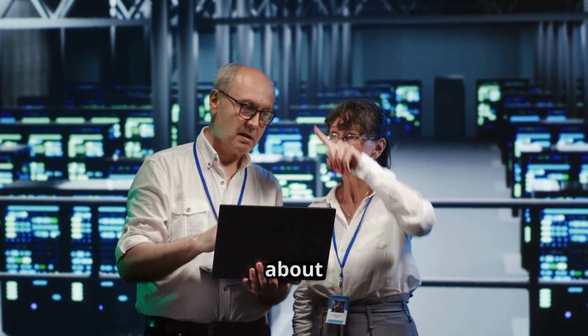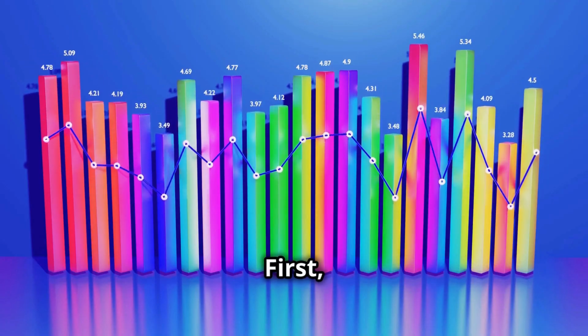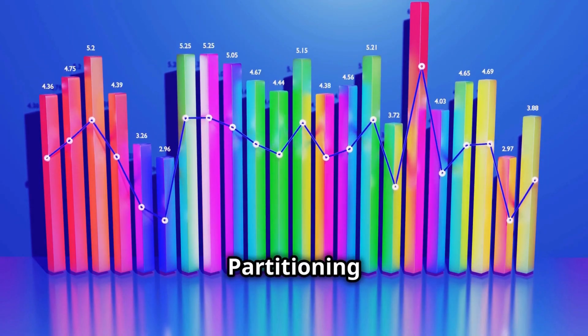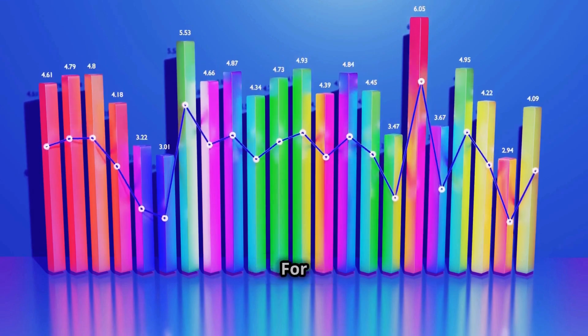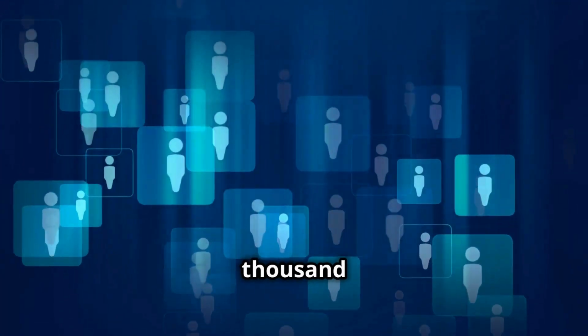Now, let's talk about how to shard. Here are 3 common strategies. First, horizontal partitioning. Split rows across shards. For example, users with IDs 1 to 1000 go to shard 1, 1001 to 2000 to shard 2, and so on.